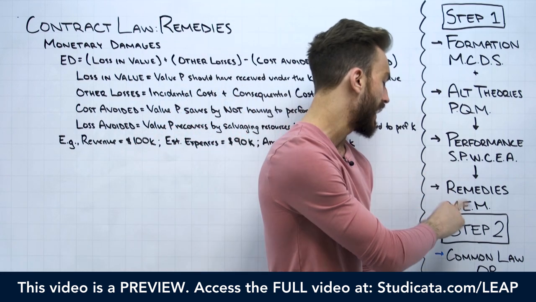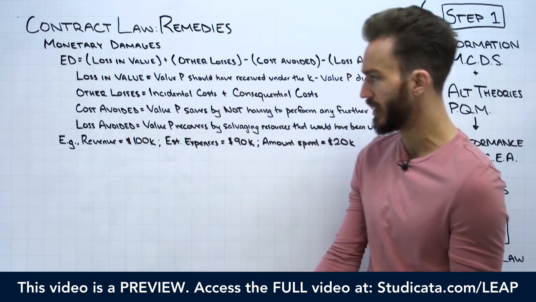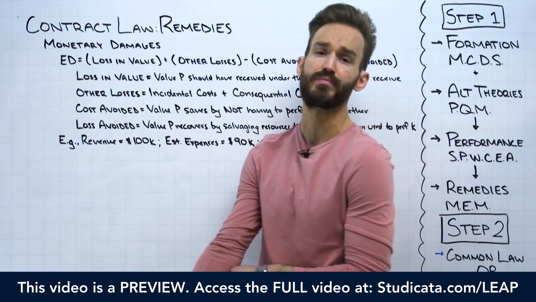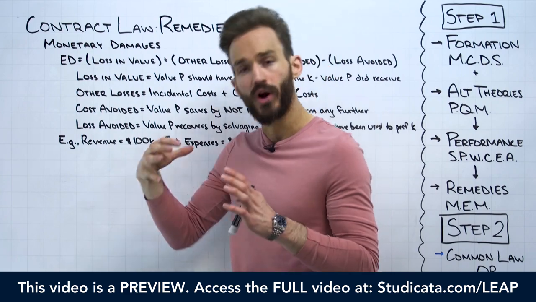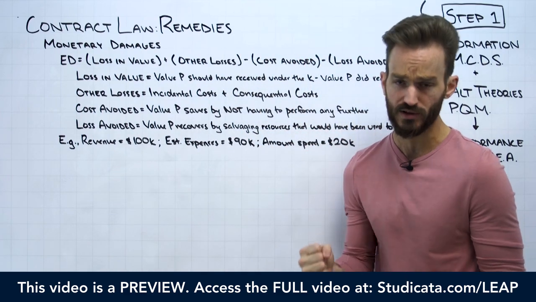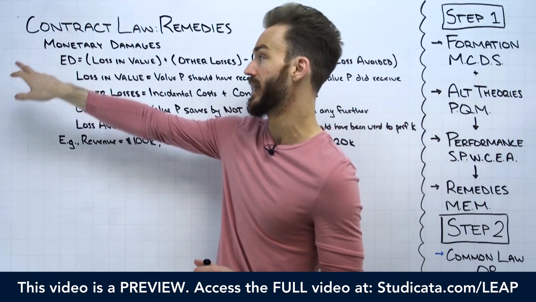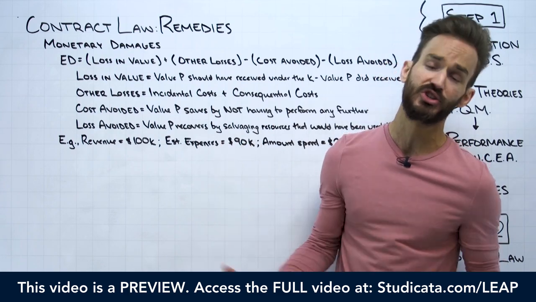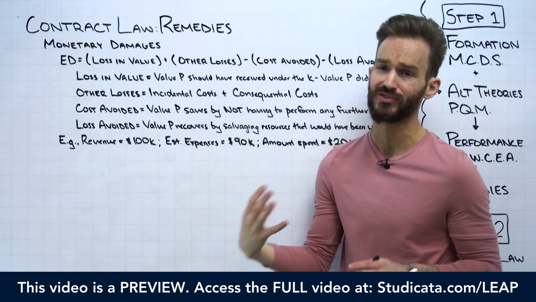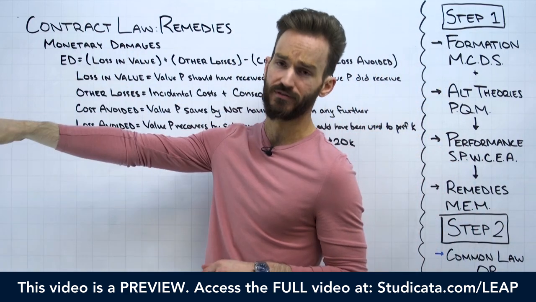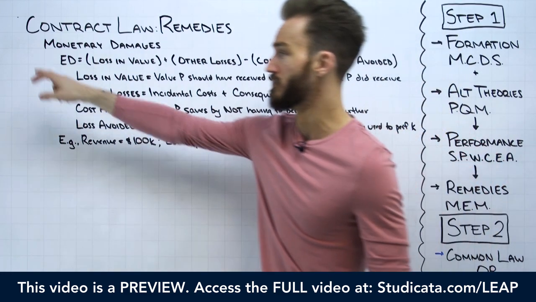Our two main categories of relief are monetary damages and equitable relief. Monetary damages is an actual dollar amount, where the plaintiff is being awarded $10,000, $20,000, $30,000 for a breach of contract. If the court finds that monetary damages are insufficient or inadequate, they might award some form of equitable relief, which will require some type of specific performance on the defendant's part. But nine times out of 10, for breach of contract, your default standard is monetary damages.